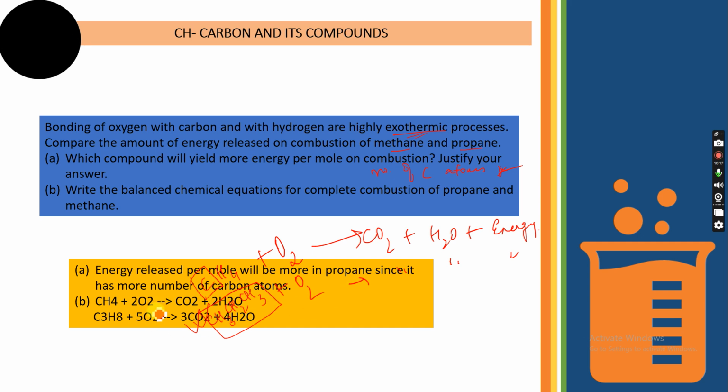Okay, then for propane, so CH3, you can write either the condensed formula C3H8, or you can also write CH3CH2CH3. It's better to write this one. Okay, so 5 here you will write 5O2, and it will give 3 moles of carbon dioxide and 4 moles of water.